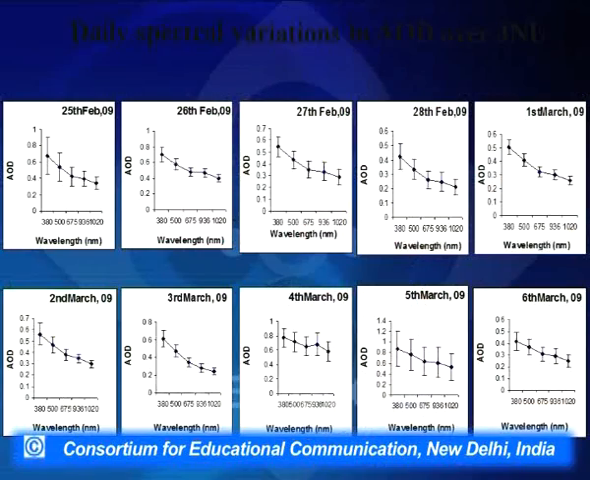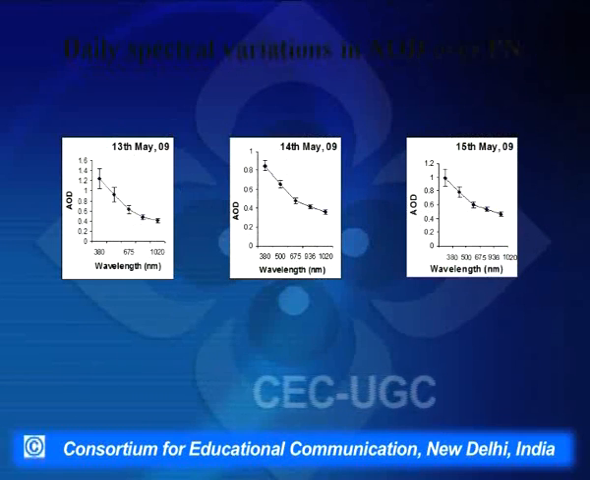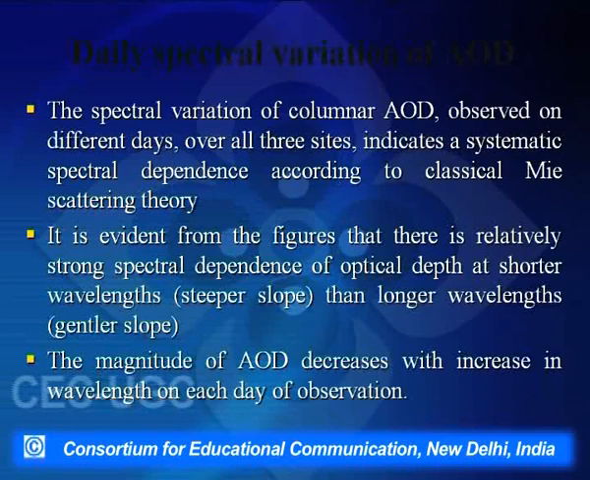Here is the result of AOD for various days at JNU. The sampling at JNU was carried out in the months of February and March. Here is the result for Patel Nagar, where the sampling was carried out in the month of May, and this is for Mukherjee Nagar. The sampling was carried out for 3 days, again in the month of May.